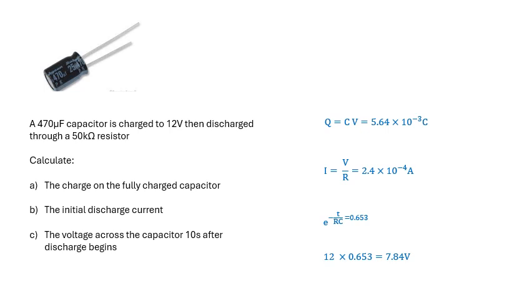What I've done here is I've worked out e to the minus t over RC. It's the fraction that remains after a certain time. And in this case, it works out at 0.653, 65.3%. And so the voltage 10 seconds after the discharge begins is 7.84 volts.